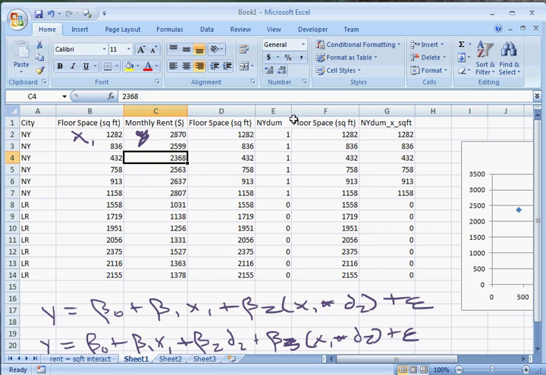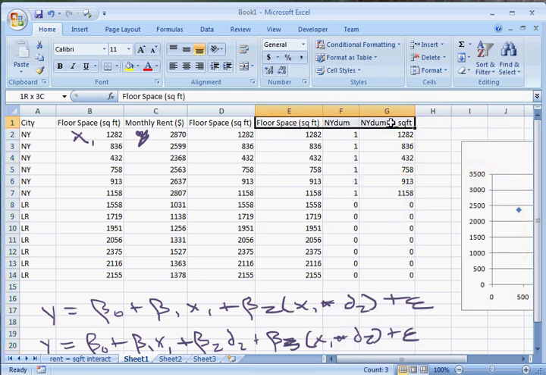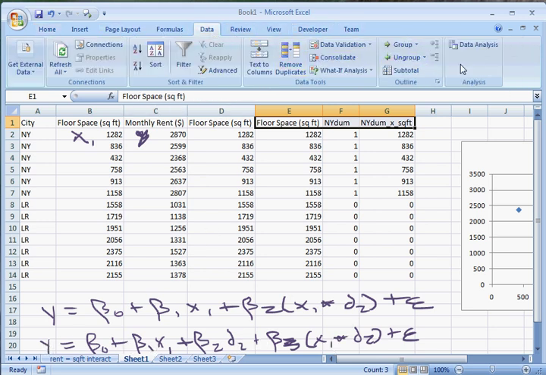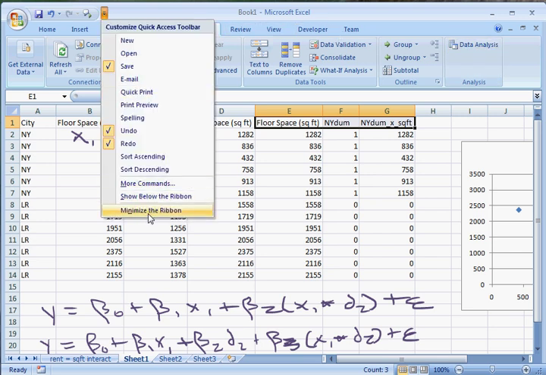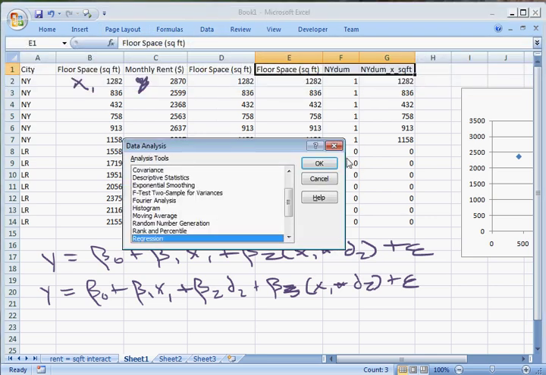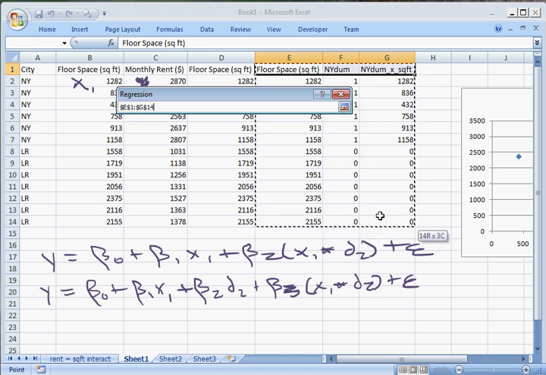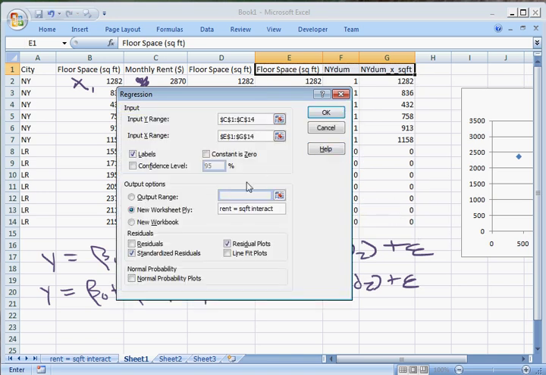Okay, so what do we want? Well, we want floor space, our New York dummy, and then our interaction term. That's x1, d2, x1 times d2. And then on the left side, we have our rent. So let's estimate this equation. Minimize the ribbon, get ourselves a little more space. Data analysis, regression. Our y's are the same. Our x's are now going to be all 3 of these: square foot, NY dummy, interaction.